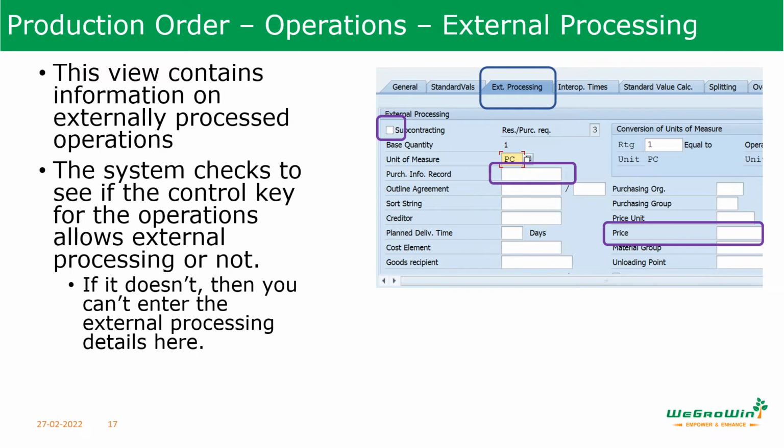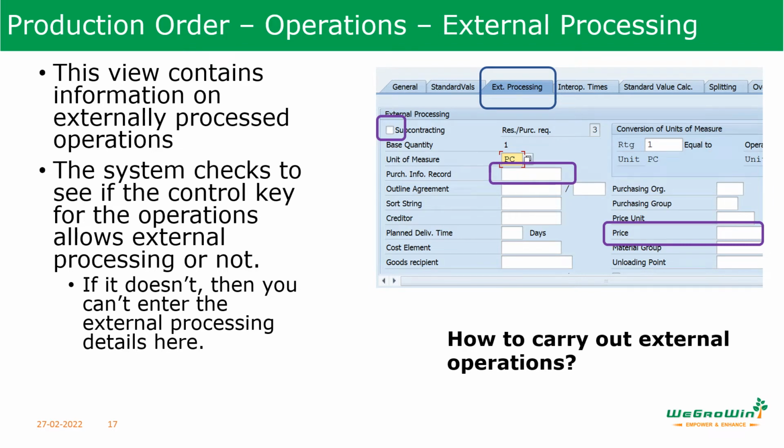The material supplier relationship, known as the purchasing info record, is entered in this view. The system checks to see if the control key for the operation allows external processing or not. If it is not there, you cannot enter the external processing. So the control key is very important. For any operation, if you want to have external processing, the control key has to be selected the right way. Some of the fields for the external operation are shown here, like subcontracting, purchase info record, price, all these details will come here. We will discuss in detail how to do external operations in another session which will come after a few sessions.